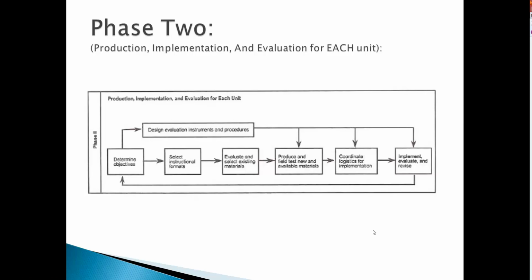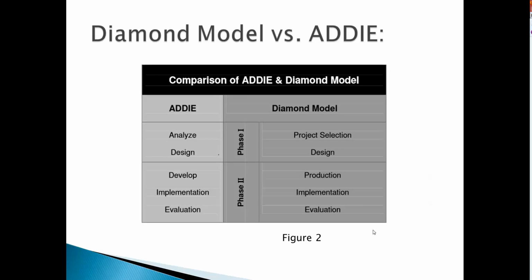Let's compare the Diamond Model now to the ADDIE model. As you can see by figure number 2, the ADDIE model and the Diamond model are very similar, for they have the same concepts. Phase 1, which targets project selection and design, are really the analyze and design phases of the ADDIE model. Phase 2, which focuses on production, implementation, and evaluation, would reference the same as the develop, implementation, and evaluation steps of the ADDIE model.